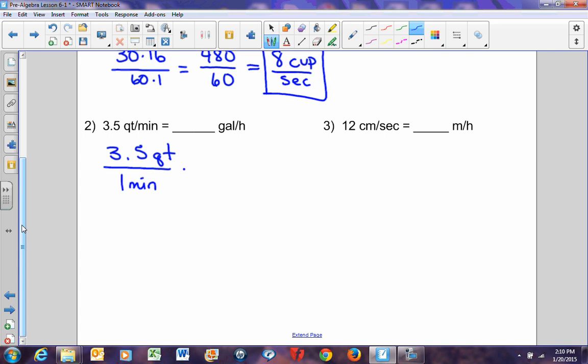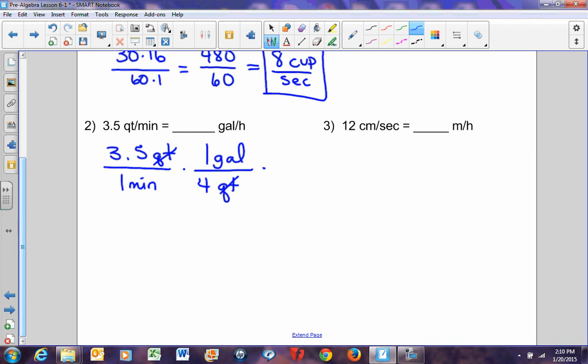So I do know that there are 4 quarts in 1 gallon. So 4 quarts should go on the bottom because I need the quarts to cancel out. So the gallon goes on top. Now my quarts have canceled. Now I've got gallons per minute, but I need gallons per hour.